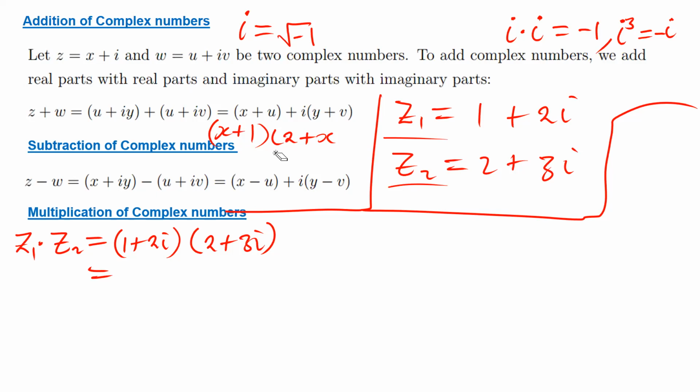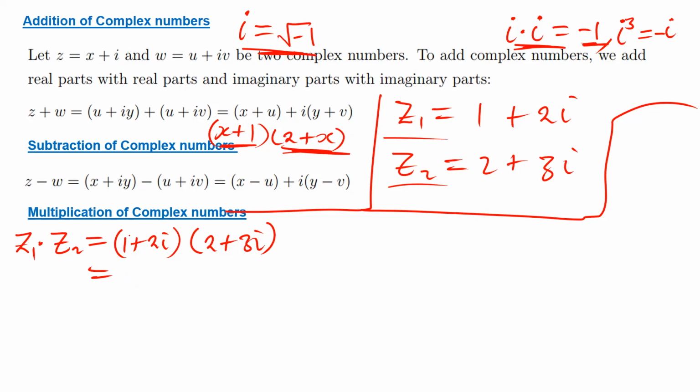X plus 1, you're multiplying it with 2 plus x. The same way you multiply these two numbers, or two functions, is the same way you multiply complex numbers. But you have to keep in mind that i is equal to the square root of -1, and i times i will give you what? -1.